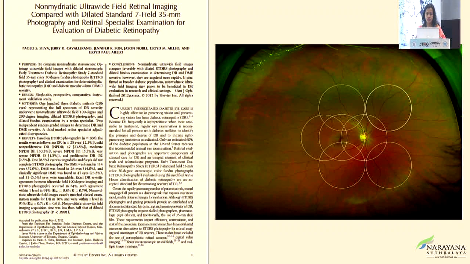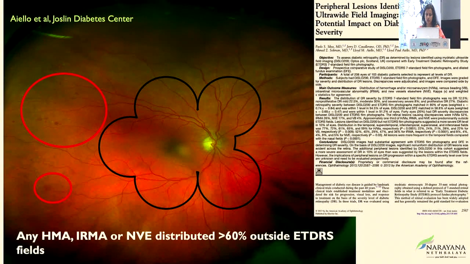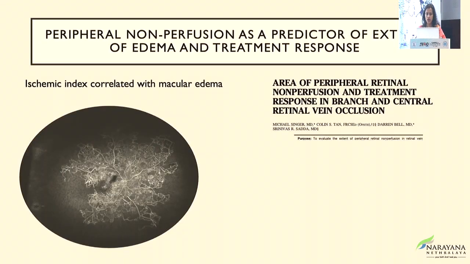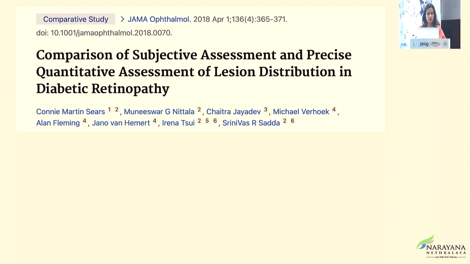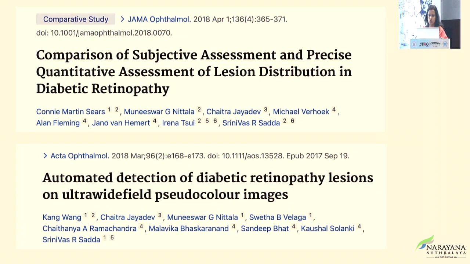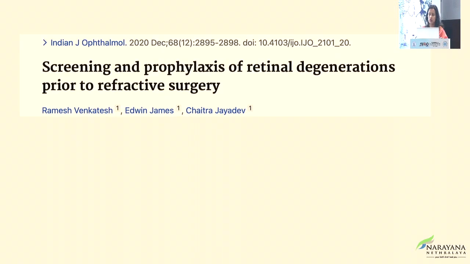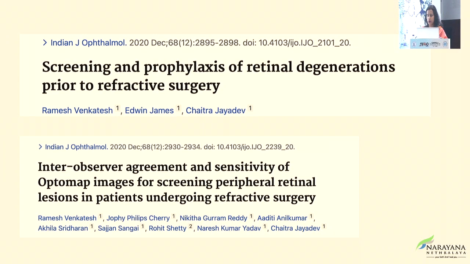So literature, yes, does show that beyond the ETDRS fields, we are able to document more peripheral diabetic retinopathy, which probably has quite a bearing on our population. And even non-perfusion can be a predictor of the extent of the edema and the treatment response. I have had the fortune to be able to work with Dr. Sadda since the last decade, and we've been able to publish a lot of papers which have shown that we can achieve a lot more with wide field imaging.